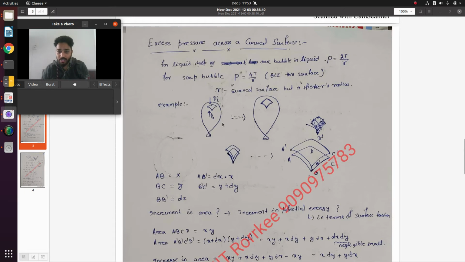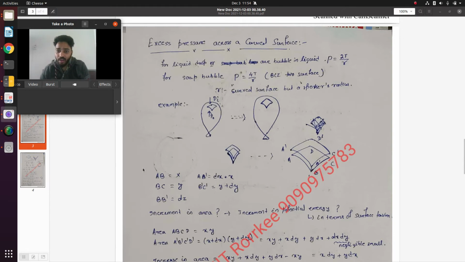So let's see this in a magnified image. The initial surface is A, B, C, D. When the expansion happens due to the increment in excess pressure, what happens? You can see this surface is initially like this. Then the balloon tries to expand. If this is our B point, then the B point of the balloon increases to B prime. The length between B and B prime is dz.